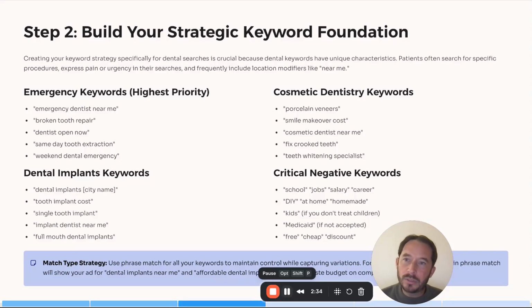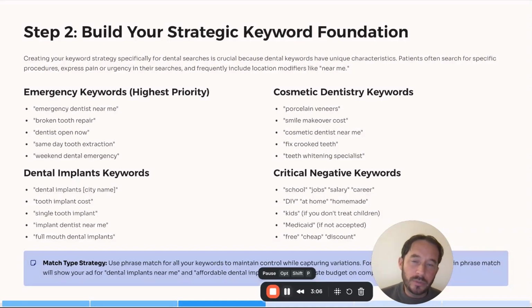So you have keywords here on the left-hand side of emergency keywords. So these are the highest priority searches, such as emergency dentist near me, broken tooth repair, dentist open now, same day tooth extraction, and weekend dental emergency. You really want to be focusing in here as a dental practice and a dentist on these emergency keywords, because this can be really valuable to ensuring that Google Ads can work for your business and you'll get really high intent customers and patients coming from that audience.